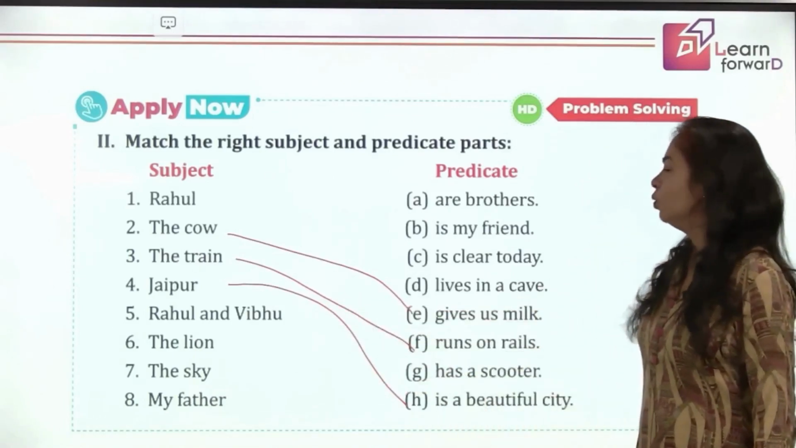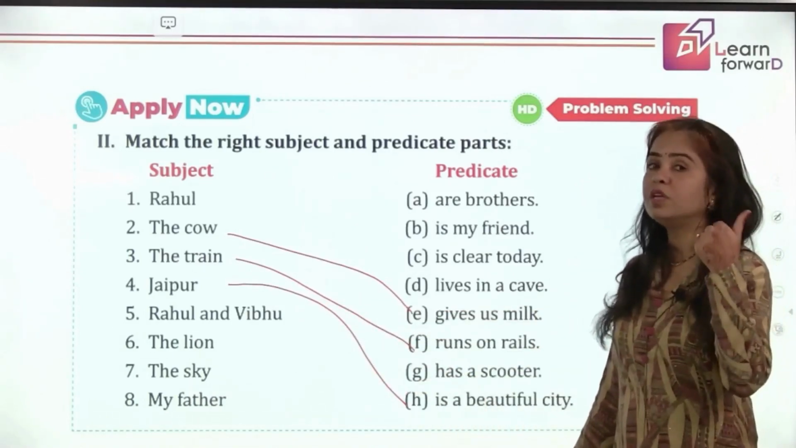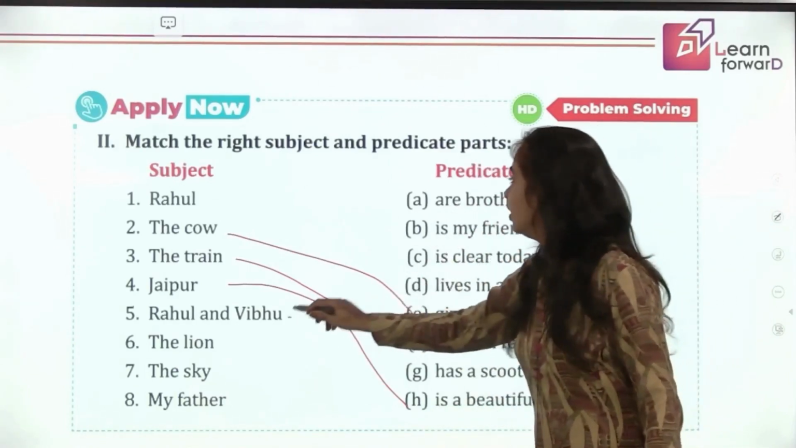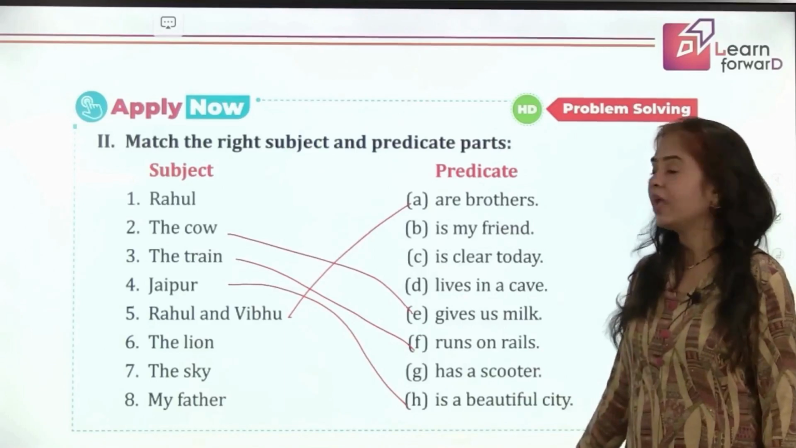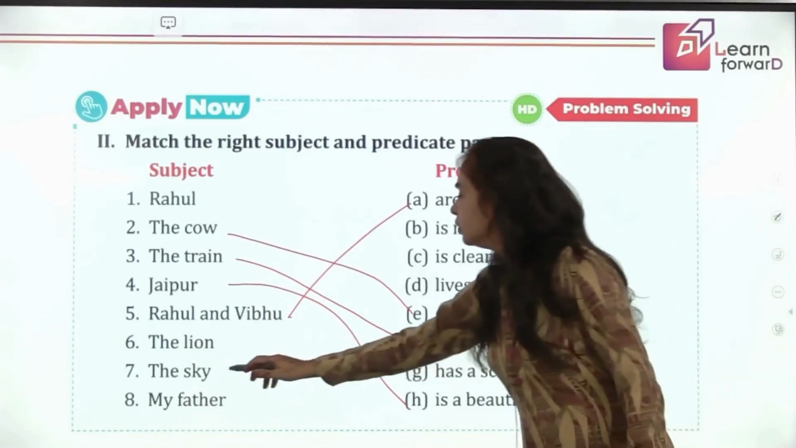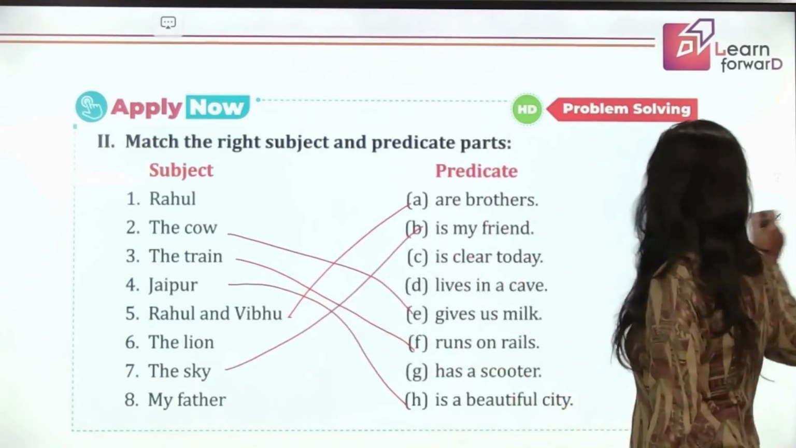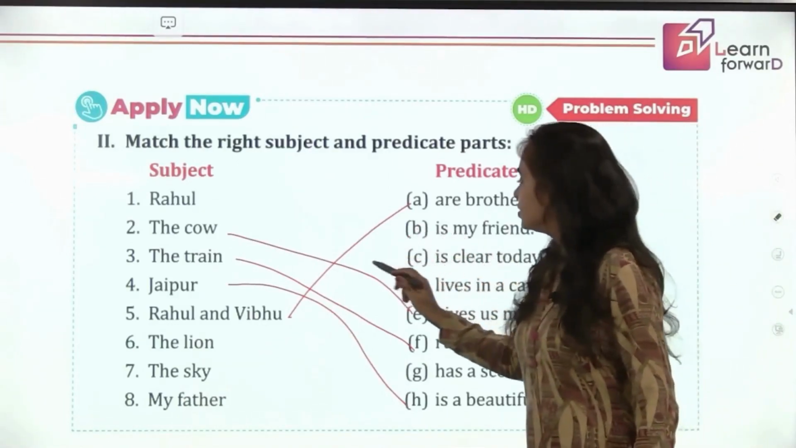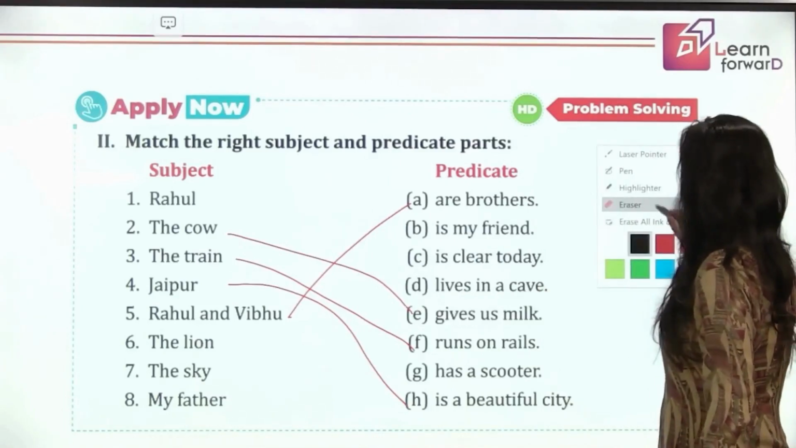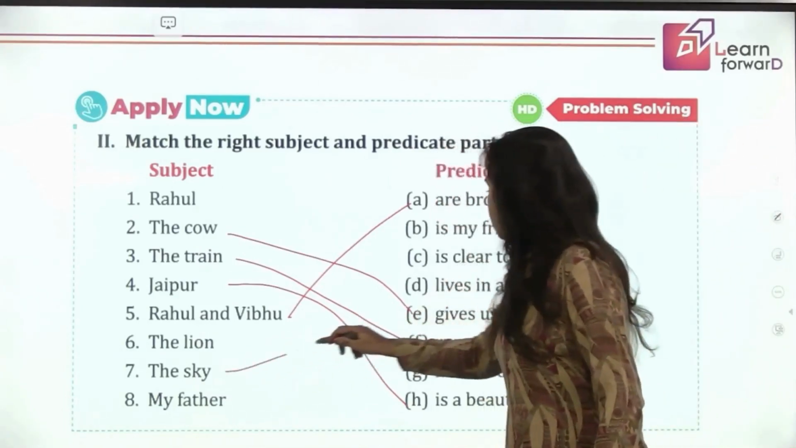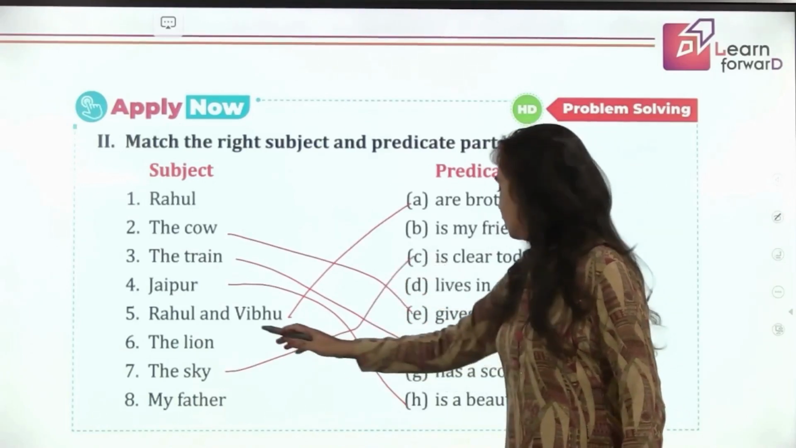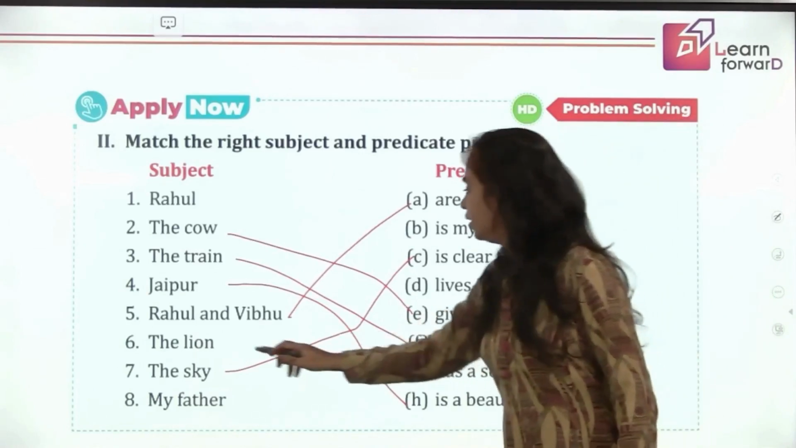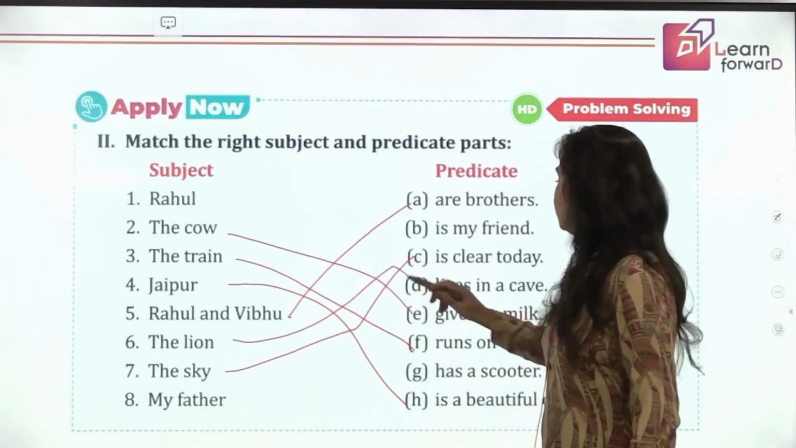Rahul and Vibhu, because we are talking about two, be sure about the verb. So we get a plural verb here. So Rahul and Vibhu are brothers. The sky. What do you know about sky here? The sky is, oh, not my friend. We mismatched it. Sorry. The sky is clear today. The lion. What about the lion? Cannot be my friend. The lion lives in a cave.